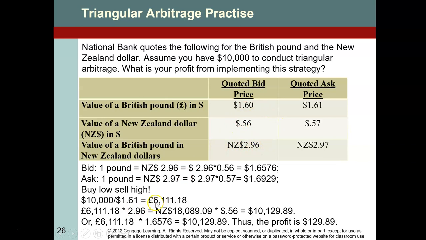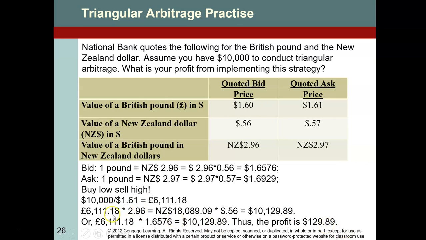So we can use this 6,111.18 multiplied by 1.6576, okay, because we can sell at this rate. And our net profit is the difference between 10,129.89 and the original capital 10,000. So our profit is 129.89.